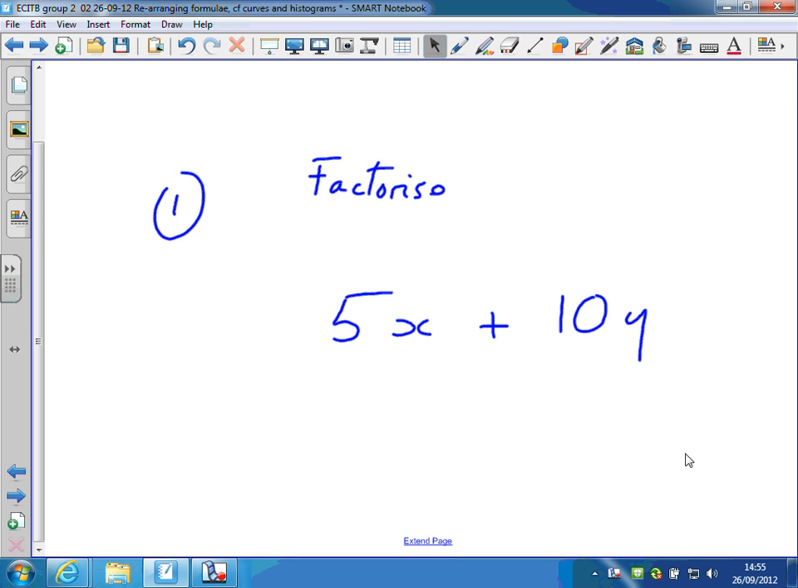Right, factorising. Just a little bit of terminology as a reminder that you might want to make a note of. This whole thing is called an expression.